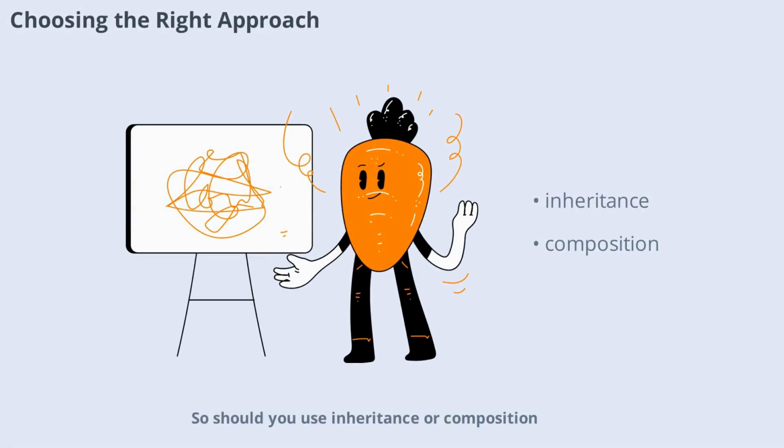So should you use inheritance or composition? If your relationship truly represents "is-a" and won't change much, inheritance can be simple and effective. But if you need flexibility, want to avoid tight coupling, or expect requirements to evolve, composition is often the better choice. By understanding both approaches, you can design software that's easier to maintain, extend, and adapt. Remember, use inheritance for clear hierarchies and composition for flexibility and modularity.